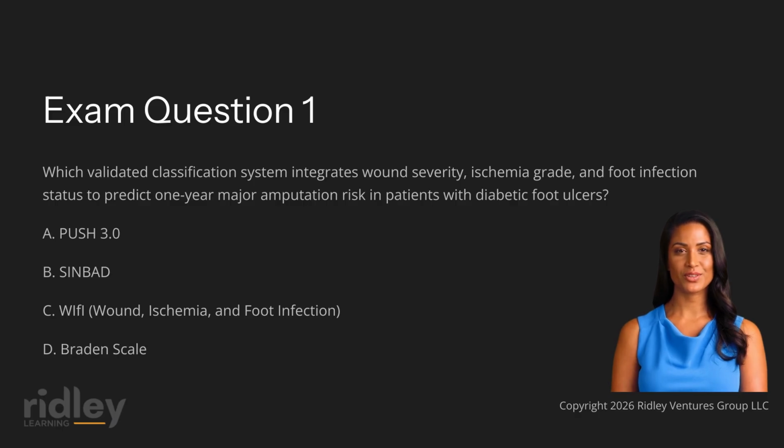This makes WIfI uniquely suited for predicting amputation risk because it captures the interplay among tissue loss, blood supply, and infection, which together drive limb-threatening outcomes. Other tools like PUSH 3.0, SINBAD, and the Braden scale serve different purposes entirely, such as tracking healing progress, classifying ulcer features, or predicting pressure injury risk.